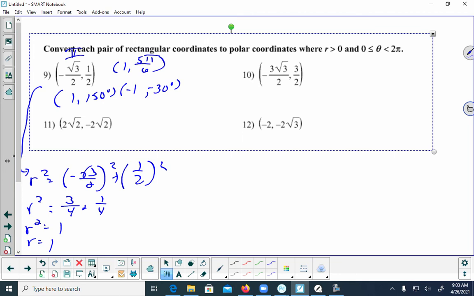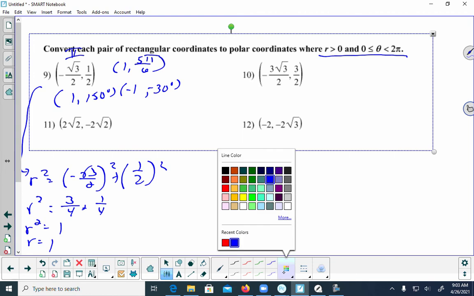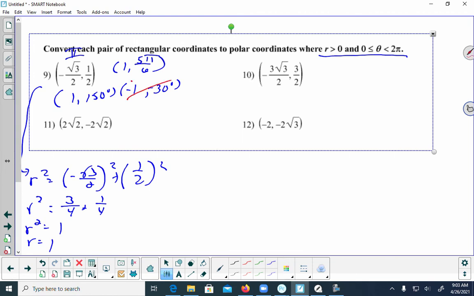Any one of those answers would be correct, except now I'm reading the directions. Whoopsie, didn't read those before. It tells me r has to be positive and the angle has to be between 0 and 2 pi. So if I'm following those directions, which we should, that eliminates that one right there. So you can either do 150 degrees or 5 pi over 6. Okay, number 10, I'm going to do down here.